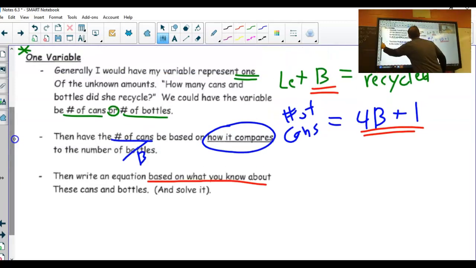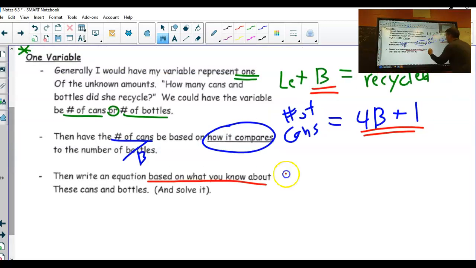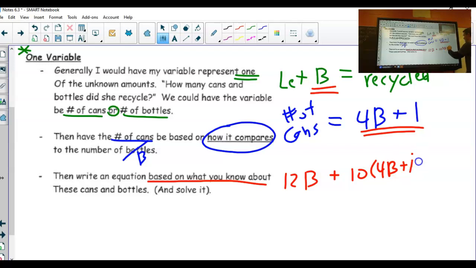12 cents for each bottle, that would be 12 cents times B. 12B would be the total number of cents she got for all the bottles she recycled. All right, the amount she got times how many she recycled. Plus, she got 10 cents for each can. So I'm going to multiply 10 cents times 4B plus 1.